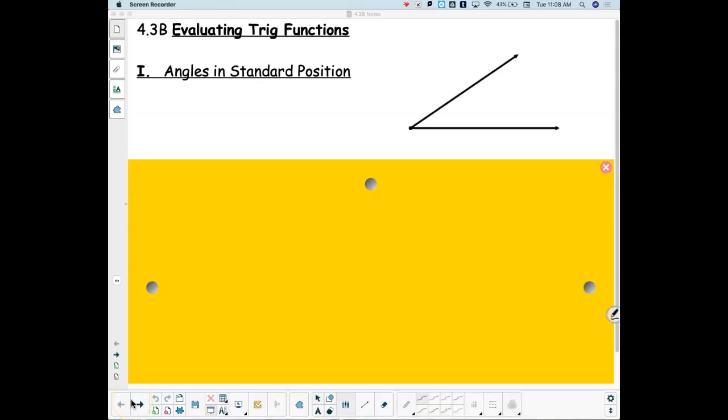All right, so today we are going to start reference angles. It's the last topic that we have to get into in regards to getting ready for next week, Tuesday's test.